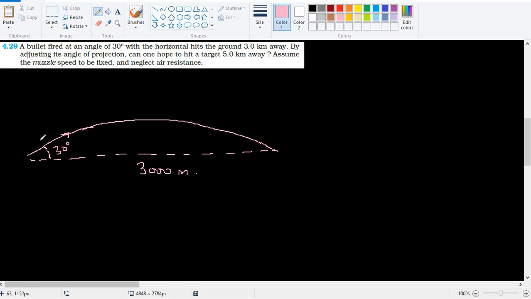So you know that the maximum range can be attained only at 45 degrees. So I can calculate for 45 degrees and see whether I'm getting more than 5,000 or less than 5,000. If it comes less than 5,000, then there is no way you can hit a target 5 kilometers away. If 45 degrees gives me more than 5,000, then it is able to go farther than 5,000, which means it will be able to hit the 5,000. Assume the muzzle speed to be fixed and neglect air resistance.